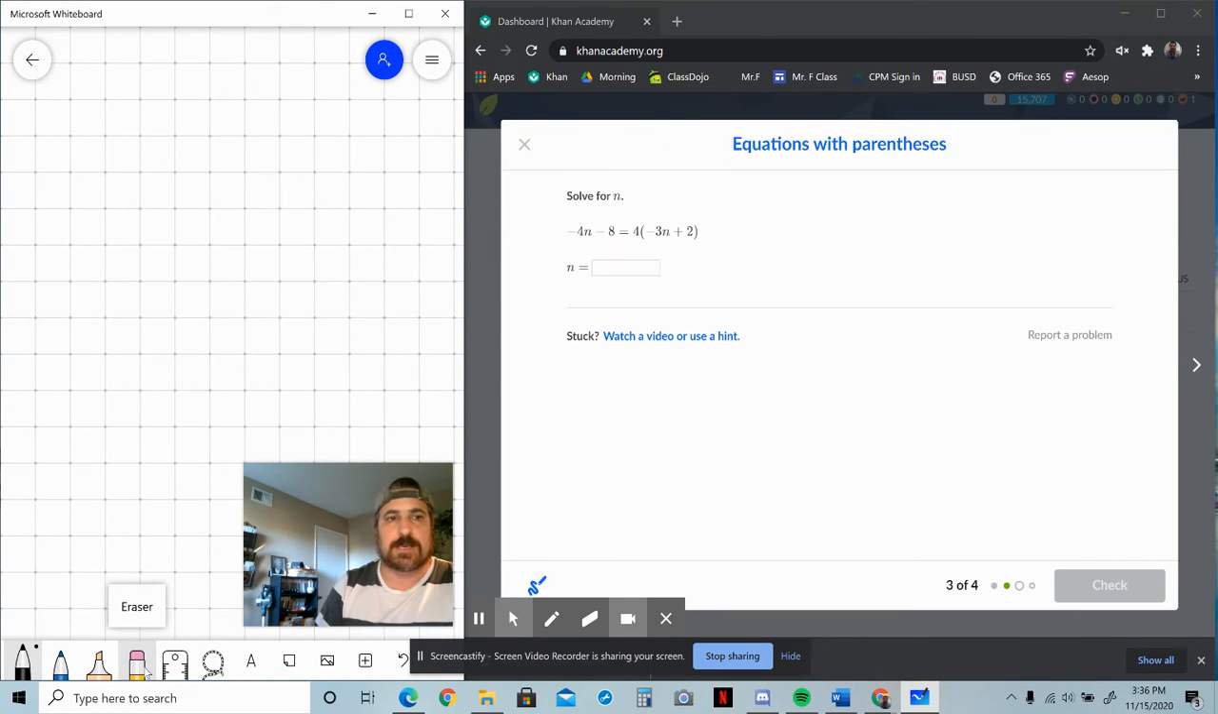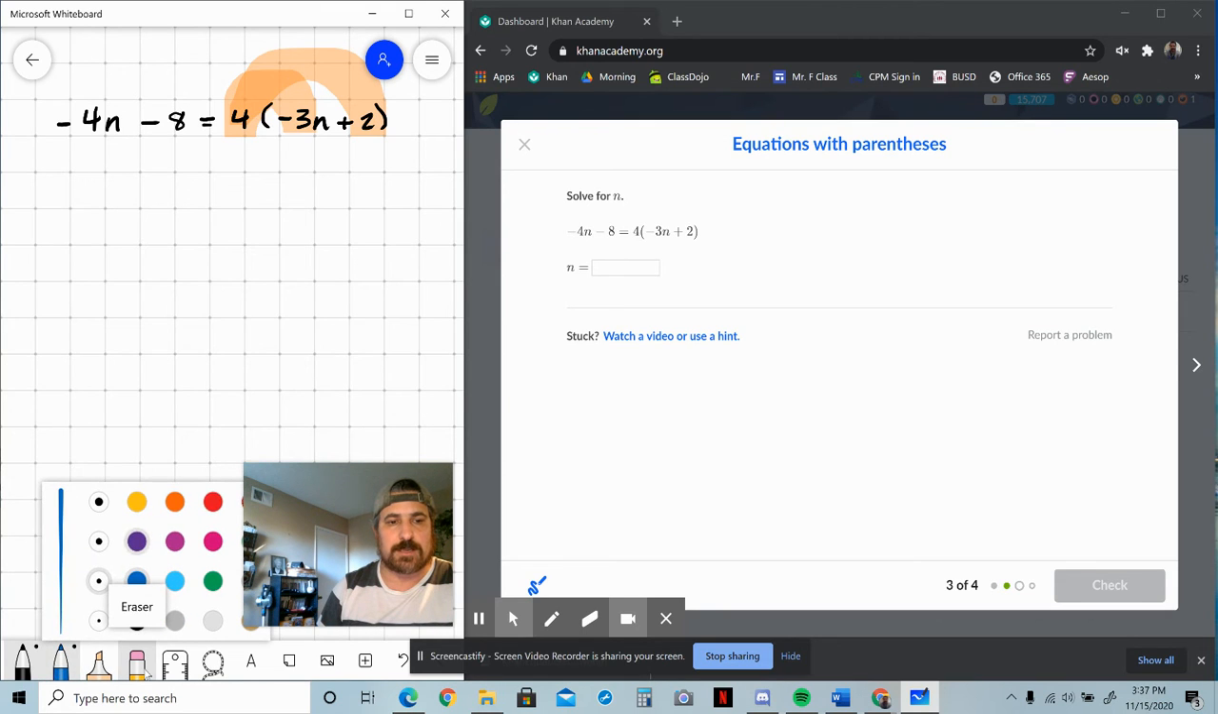So this one says negative 4 times the quantity of n minus 8 is equal to 4 times the quantity of negative 3n plus 2. Okay, we're going to combine, first distribute. So let's distribute first. 4 times negative 3n, 4 times positive 2. And so when we distribute, what we get is, let's do this kind of the same color, match the color as best I can.